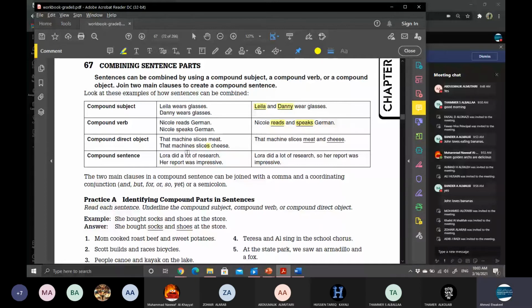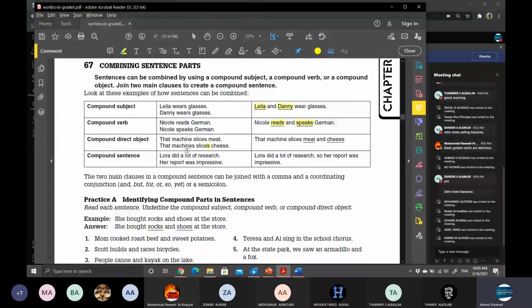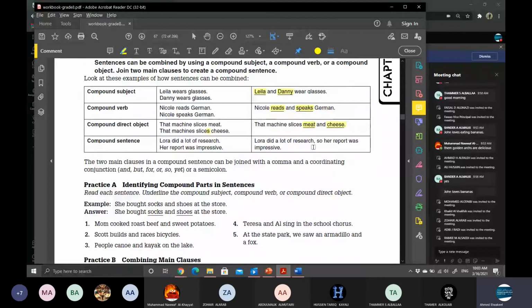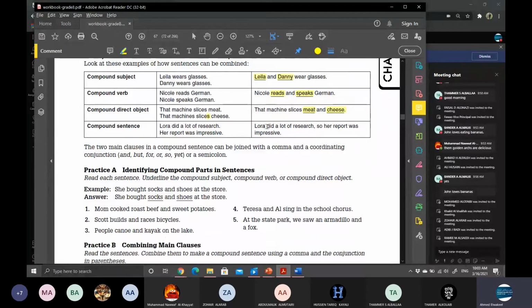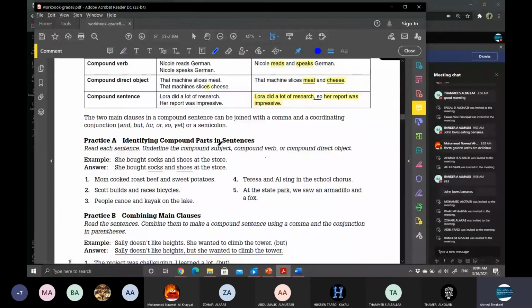Okay, because it's a plural subject. So the machine slices meat and cheese. Now I have the compound direct object. Or I can say, Lori or Laura did a lot of research, so her report was impressive. So right now I have what? I have an independent clause and another independent clause along with the coordinating conjunction and the comma. So that's a compound sentence. So that's how we can combine the sentence parts.